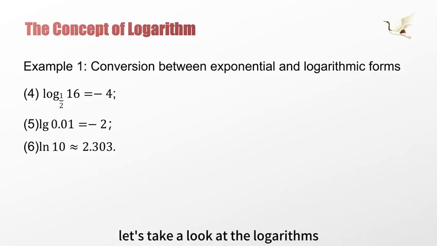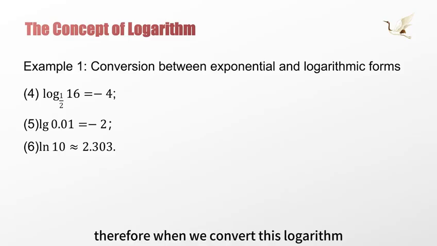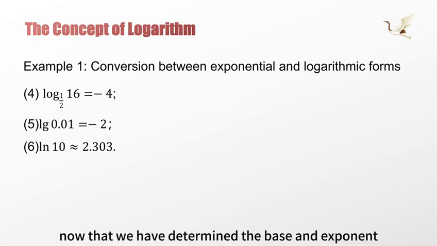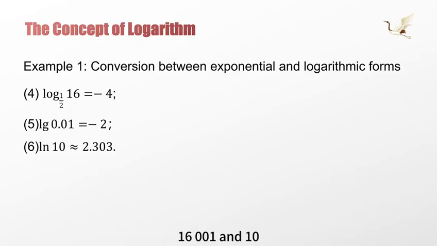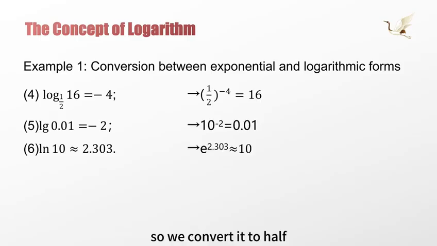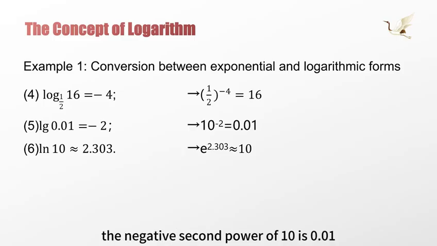Let's take a look at the logarithms in the logarithmic equations, which are -4, -2, and 2.303, respectively. Therefore, when we convert this logarithm into an exponential equation, it becomes an exponent. Now that we have determined the base and exponent, we will simply look for its power. What is its power? Naturally, it is the true number: 16, 0.01, and 10. So we convert it to: a half to the -4th power equals 16. 10 to the -2nd power is 0.01. e to the 2.303 power is approximately 10.